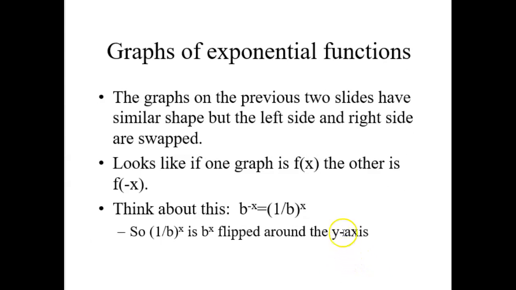So, graphs on the previous two slides have similar shape, but the left side and right side are swapped. If we think about this in terms of transposition and moving functions around, transformation of functions, if one graph is f of x, the other is f of negative x. We rotated the graph around the y-axis. b to the negative x is the same as 1 over b to the x.